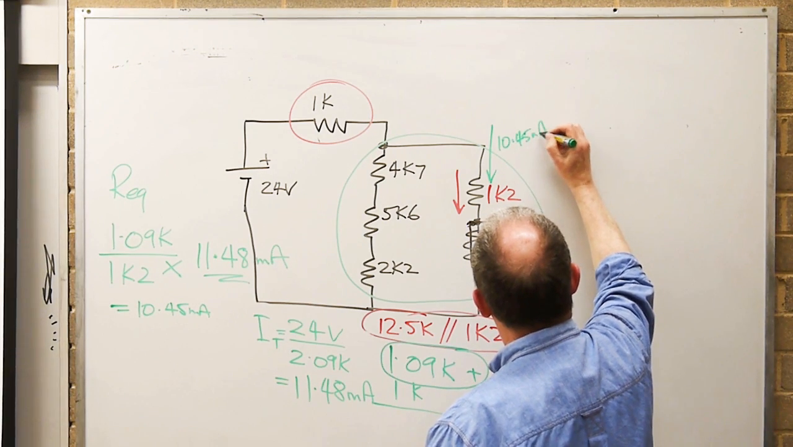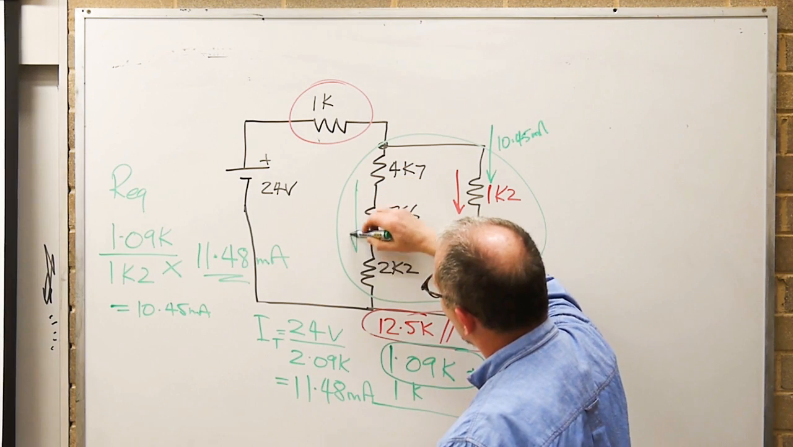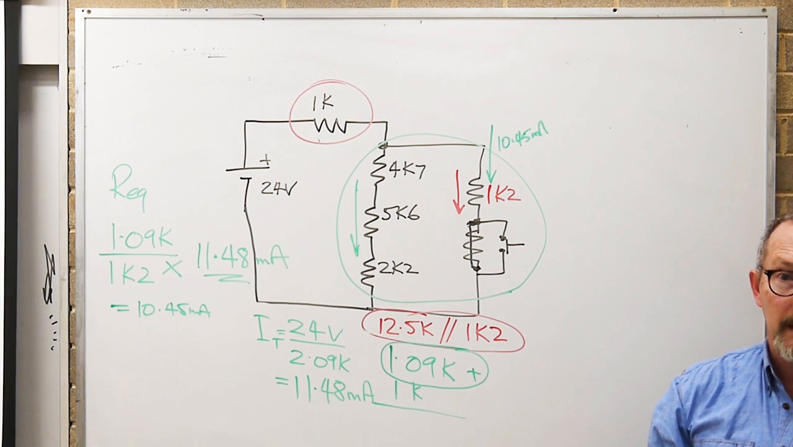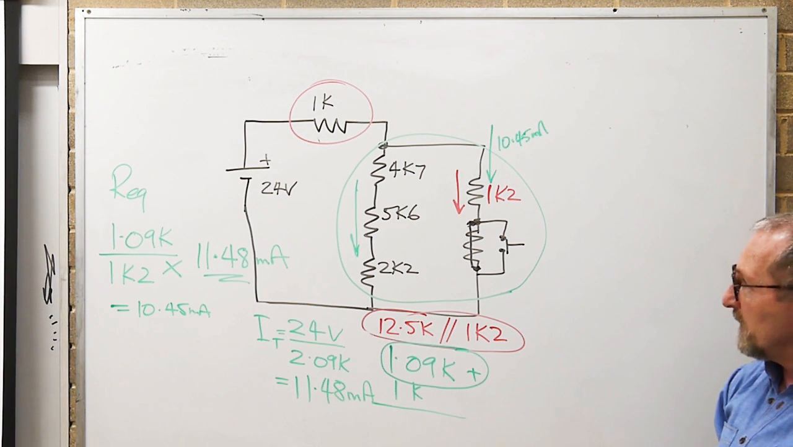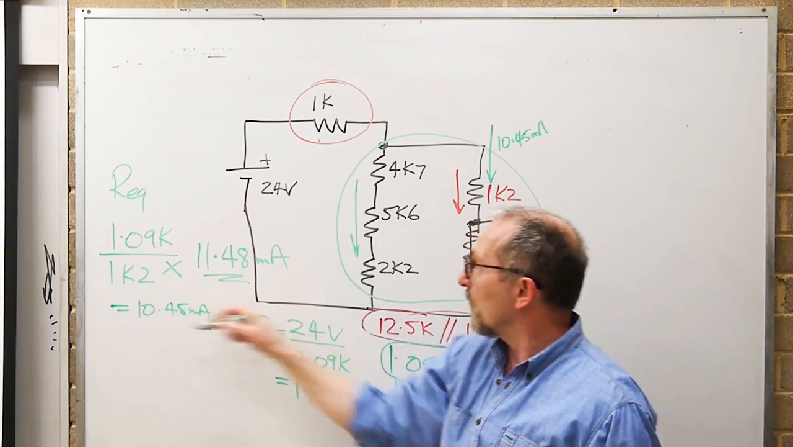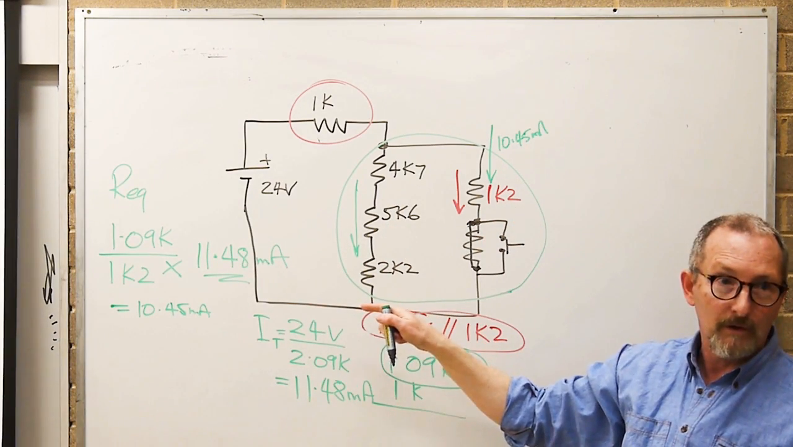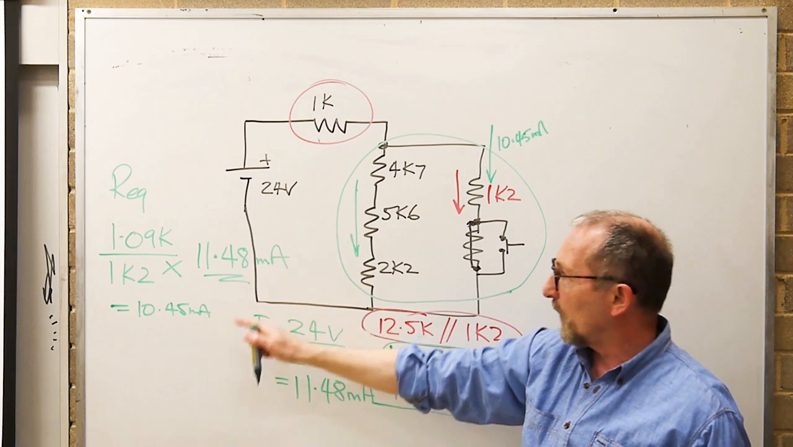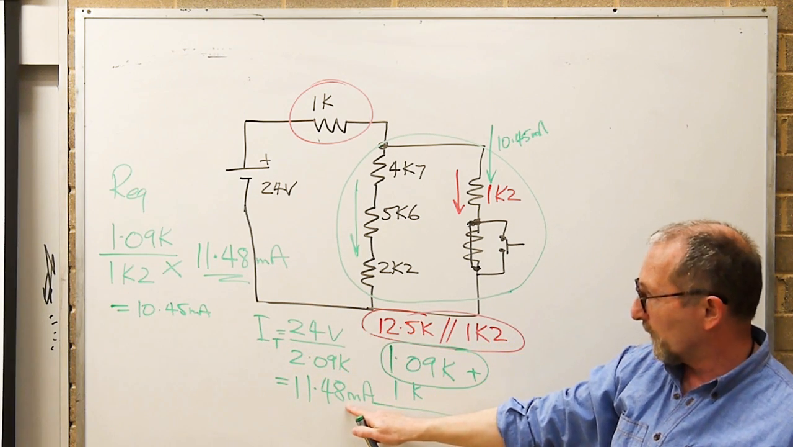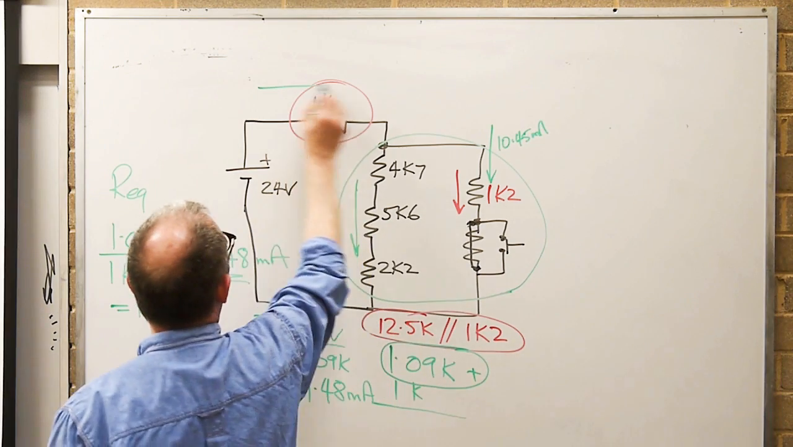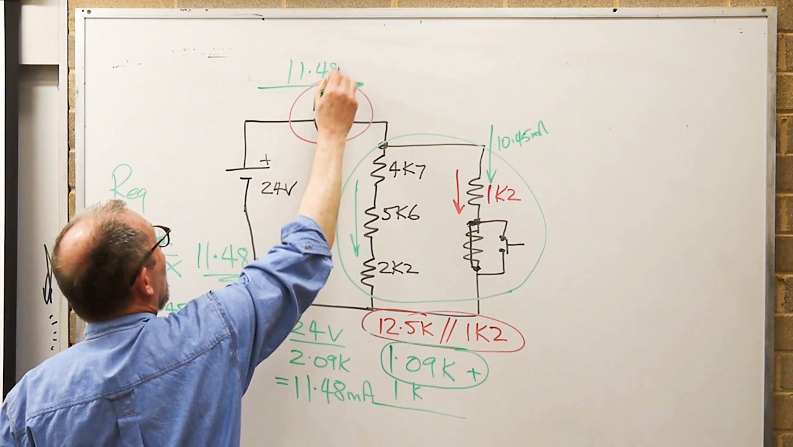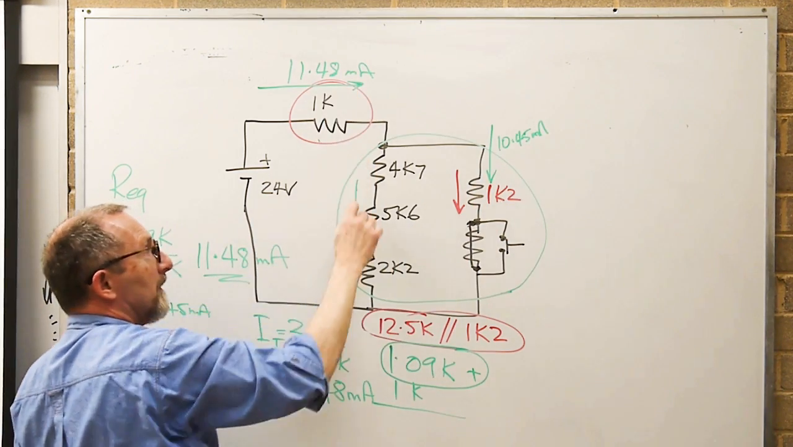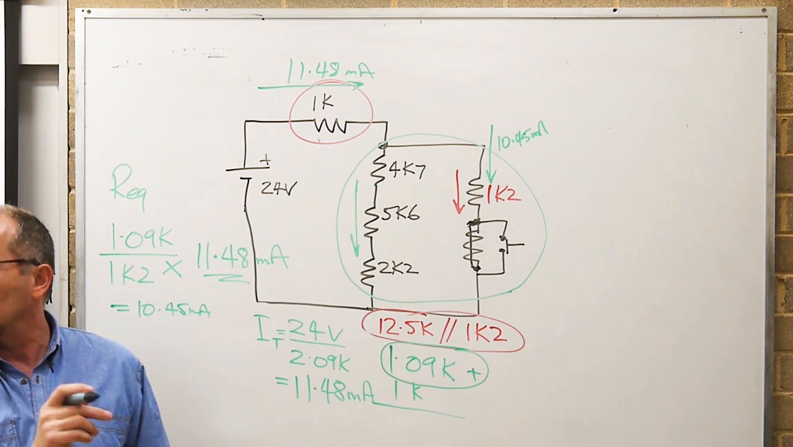So that's what's coming down through here then, 10.45 milliamps. What about what's coming down through this branch here? Is there an easy way to do that? Do we have to go through the whole rigmarole again to get that current? Just subtract it, yeah, exactly. We've got the total current, which was 11.48 milliamps. That's here. And then if we subtract the 10.45 milliamps from it, that gives us the current going down through there, which was how much?